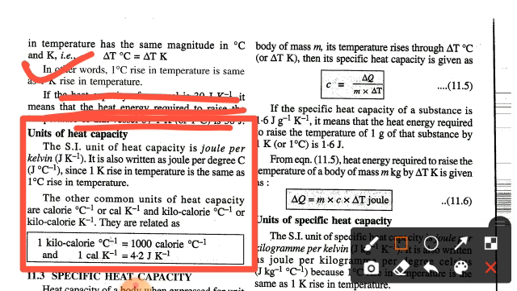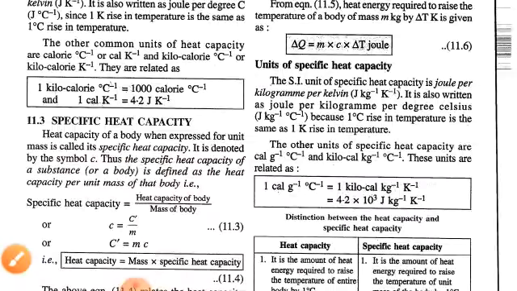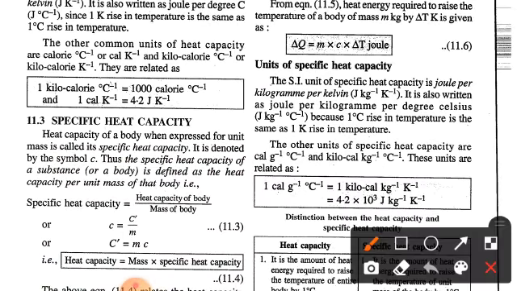Since a 1 Kelvin rise in temperature is the same as a 1 degree Celsius rise in temperature, the other common units of heat capacity are calorie and kilocalorie, and they are related as you can see here. 1 kilocalorie per degree Celsius equals 1000 calorie per degree Celsius, and 1 calorie per Kelvin equals 4.2 joule per Kelvin. This is the relation between kilocalorie per degree Celsius and calorie per Kelvin. I hope it is clear for you.